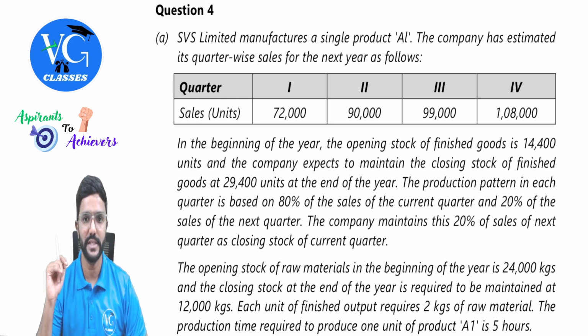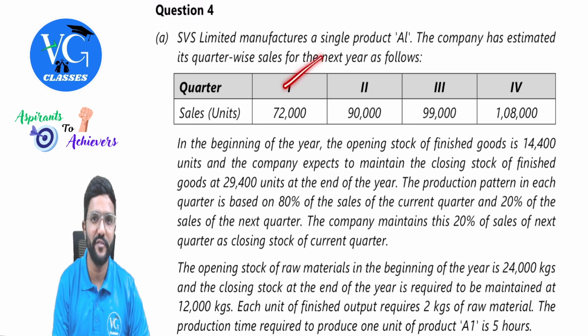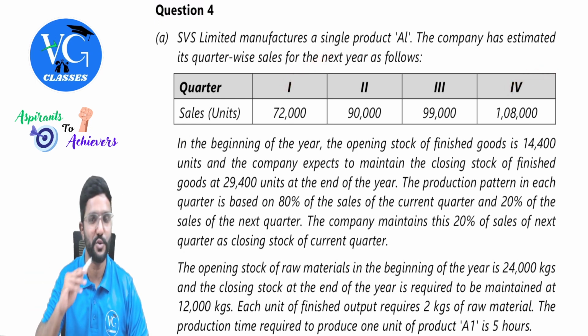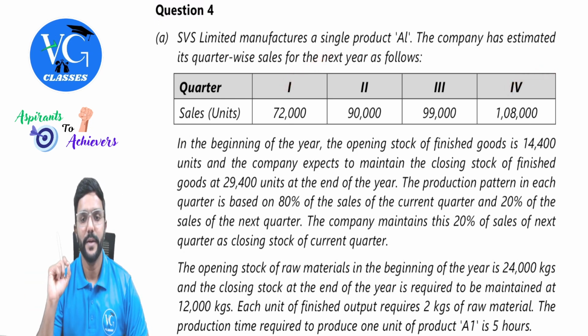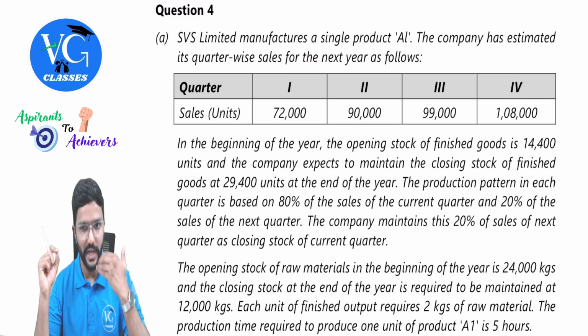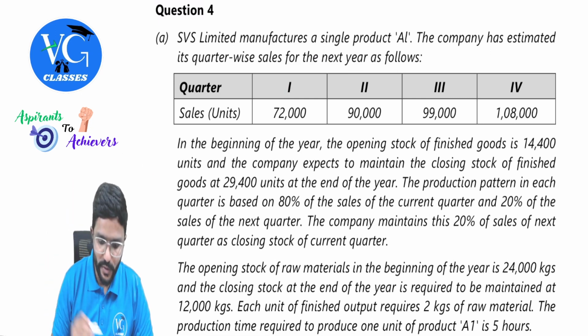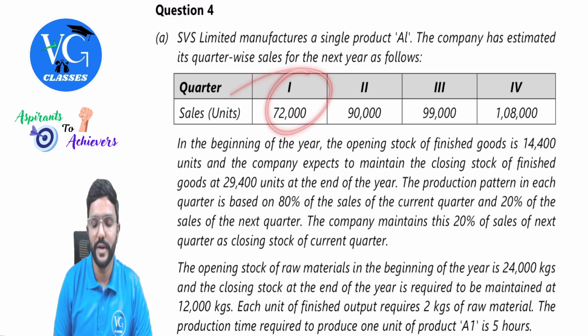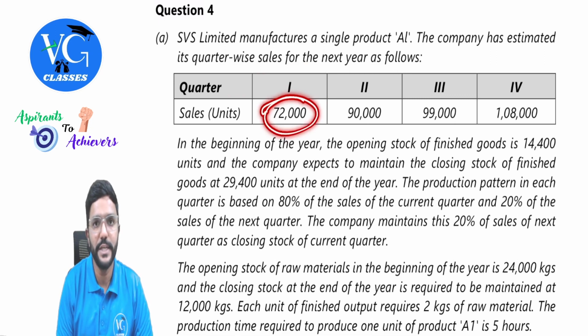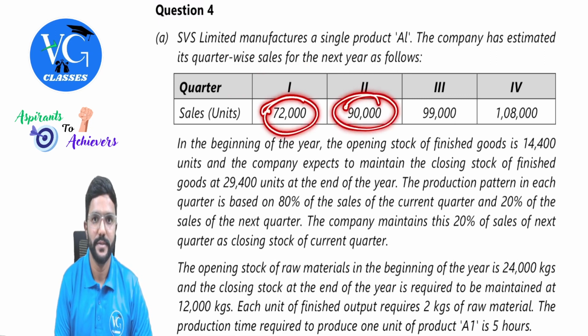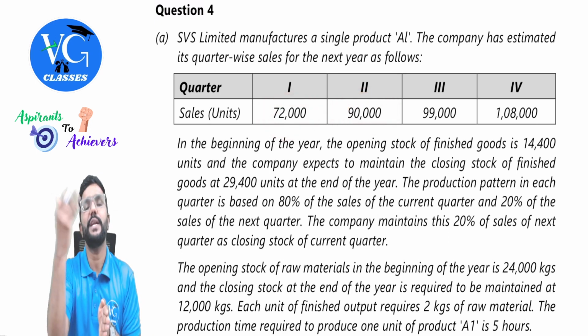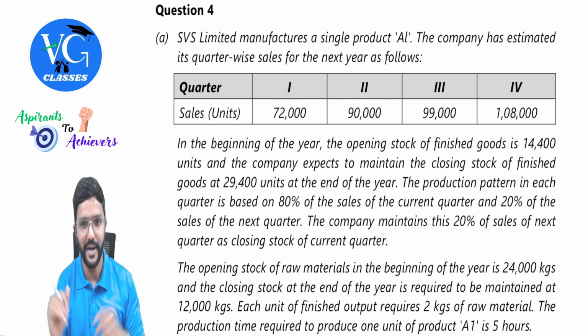Opening and closing stocks. Please be careful. Opening stock would be for first quarter, whereas closing stock would be for last quarter. The production pattern in each quarter is based on 80% of the sales of the current quarter and 20% of the sales of next quarter. So how much will I produce in first quarter is 72,000 into 80% plus 90,000 into 20%, guys. 80% of current quarter plus 20% of next quarter. This is the production pattern.